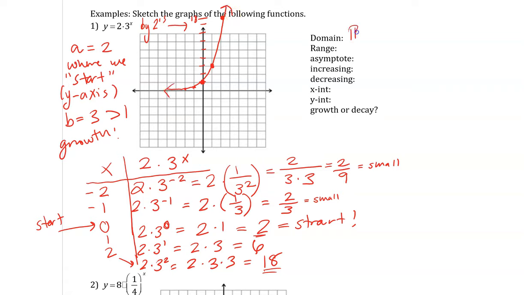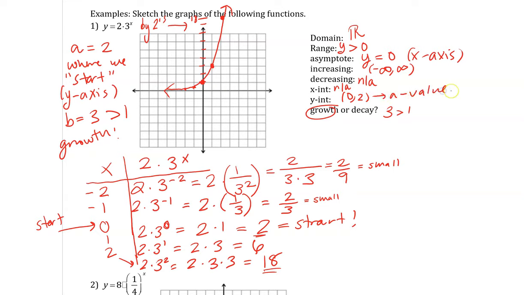With a domain of all real numbers, a range that is staying strictly positive. It's got that horizontal asymptote along the x-axis, and the equation for that is y equals 0. This graph is increasing the entire time, and it's not decreasing because it's growth, because 3 was greater than 1. There is no x-intercept, and my y-intercept is 2, right? Notice it's the a value, because the a will be our starting point or our y-intercept.